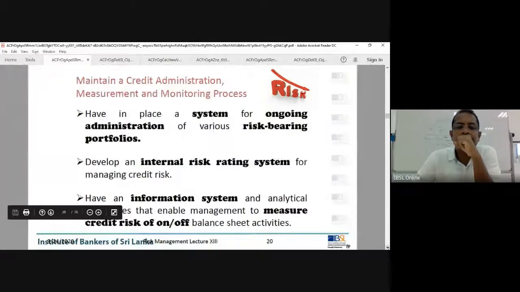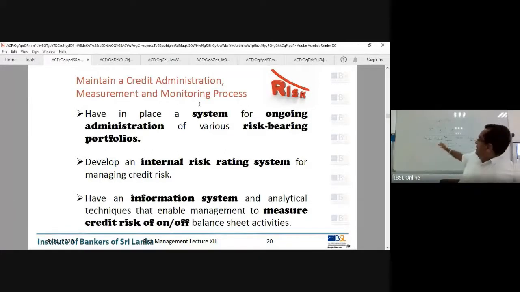Then we go to maintaining a credit administration, measurement and monitoring process. I told you earlier, the business line is the one operating, and from there it goes to the credit administration function. You have the credit administration unit, right? Have an independent system for ongoing administration of various risk-bearing portfolios. That means we have different portfolios. We have high-risk portfolios like credit cards and TODs, whereas we have short-term loans, secured long-term loans, housing loans, like that. So these portfolios should be handled properly and independently.